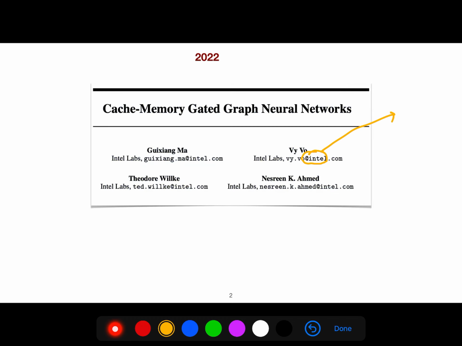So in this lecture, I'm going to be explaining the cache memory gated graph neural networks, which is a kind of GNN that uses external memory, but it is cache memory. And you know, cache is faster than RAM, and there is a purpose behind that.